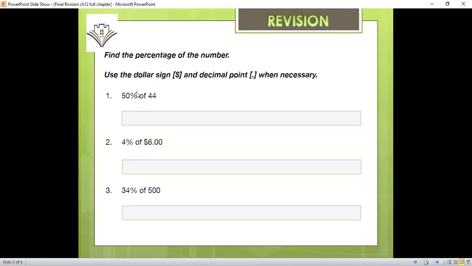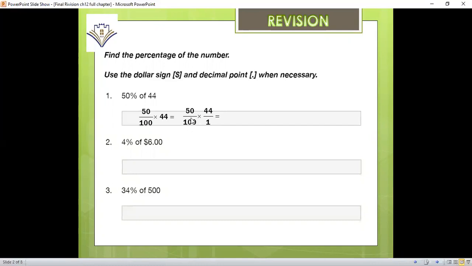And we can convert 50% maybe to the fraction form 50 divided by 100, or we can convert it to decimal form 0.5. Both of them are correct. Then 50% in fraction form is 50 divided by 100. "Of" is replaced by multiplied by 44. Then 50 divided by 100 multiplied by 44 divided by 1. And do we need to simplify now?